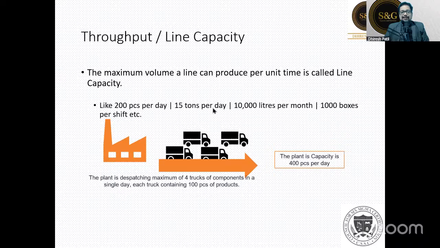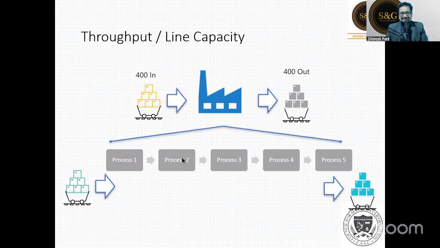Now, if you break down that process into steps 1, 2, 3, 4, 5, the management feels that there is a huge requirement from the market. Now we have to double our capacity. So what are the options we have right now? We need to double the capacity, from 400 to 800. What can be done? Type in the chat box.